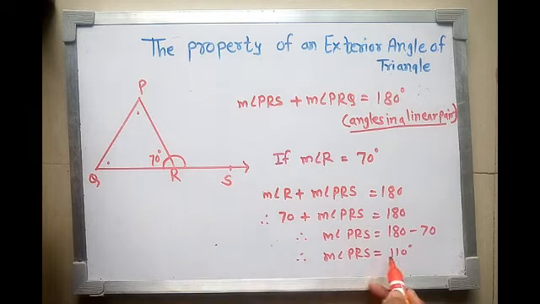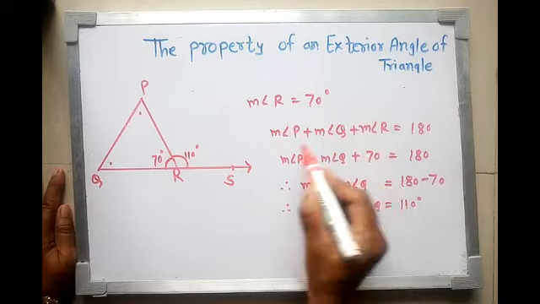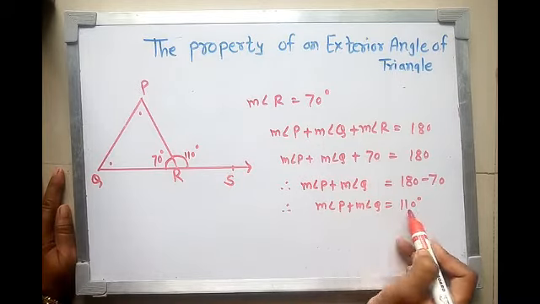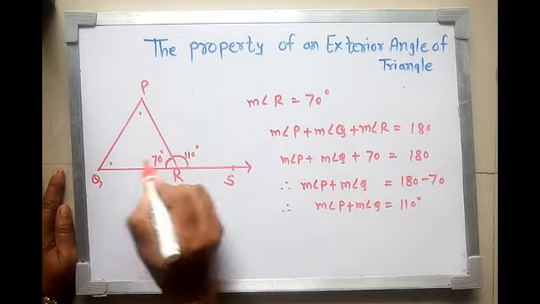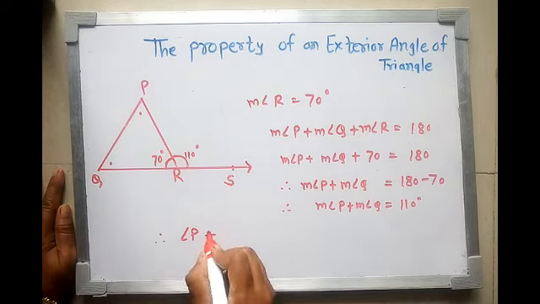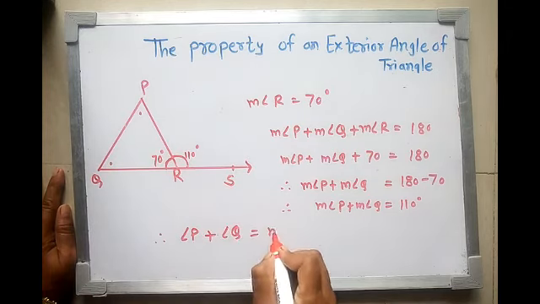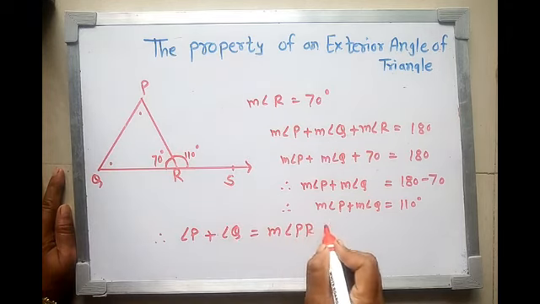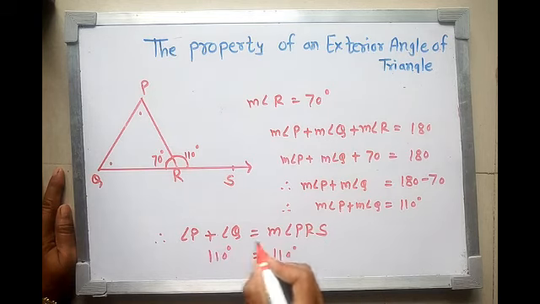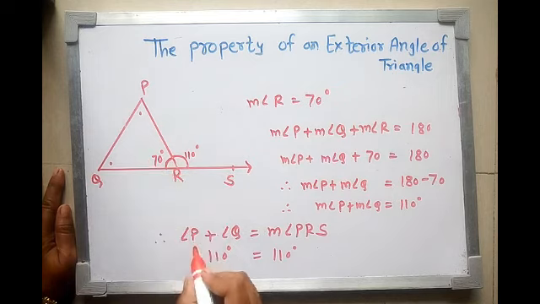Solve this equation. 70 plus PRS is equal to 180. PRS is equal to 110 degrees. Angle R is 70 degrees, and the measure of angle P plus angle Q is 110 degrees. It is equal to measure of angle PRS, because PRS is the exterior angle and P and Q are the interior angles. 110 degrees.